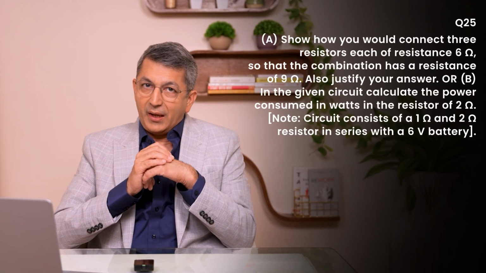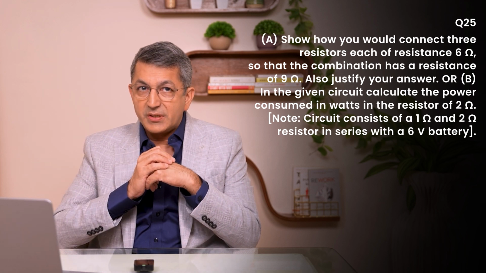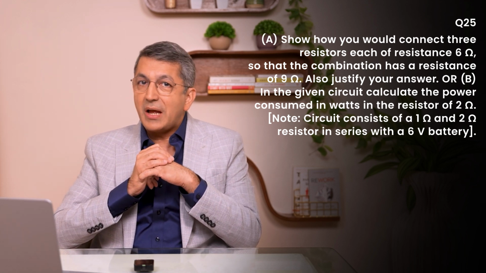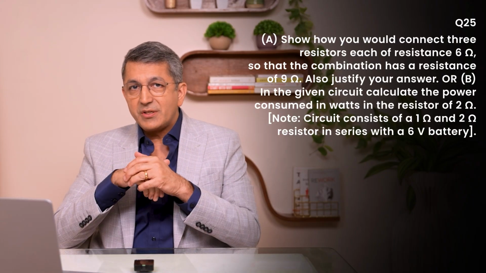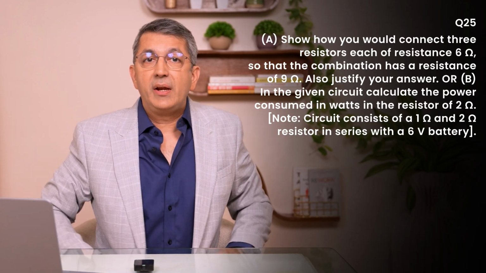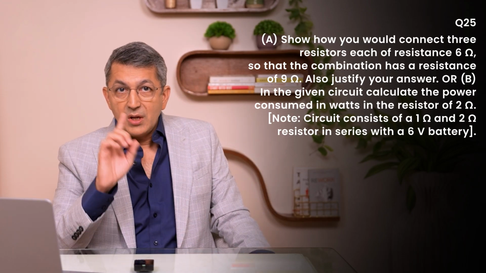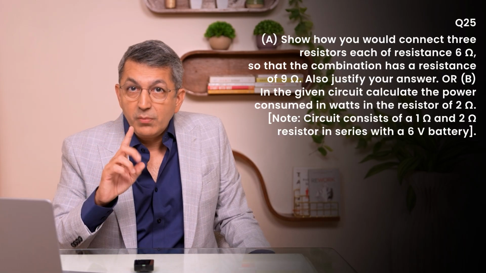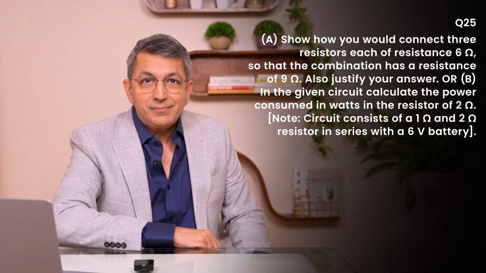Question 25a. Show how you would connect 3 resistors, each of resistance 6 ohms, so that the combination has a resistance of 9 ohms. Also, justify your answer. Or B. In the given circuit, calculate the power consumed in watts in the resistor of 2 ohms. Note, circuit consists of a 1 ohm and 2 ohm resistor in series with a 6 volt battery. Concept: resistor combinations and electrical power.